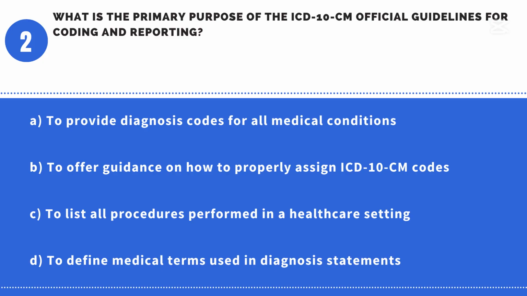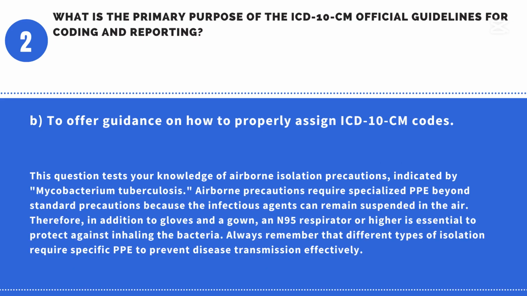Question 2. What is the primary purpose of the ICD-10-CM official guidelines for coding and reporting? A. To provide diagnosis codes for all medical conditions. B. To offer guidance on how to properly assign ICD-10-CM codes. C. To list all procedures performed in a healthcare setting. D. To define medical terms used in diagnosis statements. Answer: B. To offer guidance on how to properly assign ICD-10-CM codes.